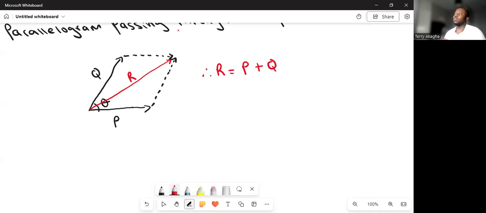Also, we can now figure out that we can find the magnitude of R, which is represented by this sign called the magnitude. We're going to talk about magnitude very soon. I'm just introducing it here because I'm going to talk about how to find the magnitude of a two-dimensional vector and then a three-dimensional vector. But how do you find the magnitude of R in this case?